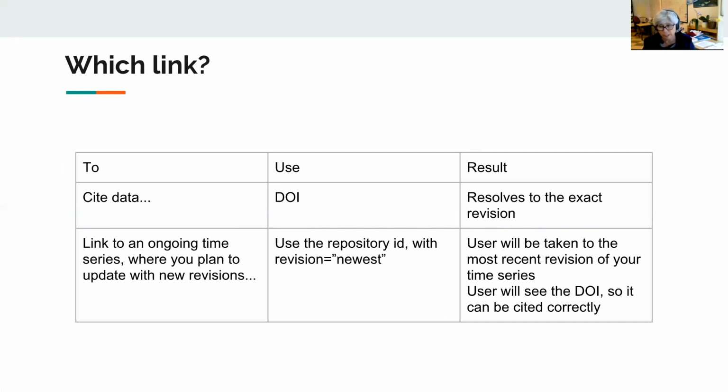But for a general catalog on a website, you will probably want to always point to the newest revision of the data set. So there you would use the repository ID with the newest parameter setting at the end. And so now when the user reaches the dataset landing page, he or she would see the citation with the DOI in it, and they'll be able to cite it correctly.